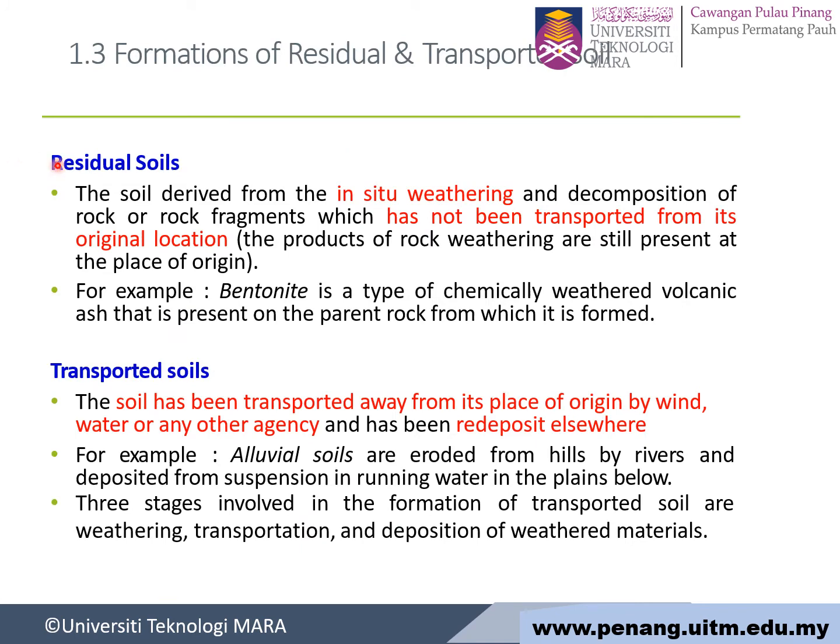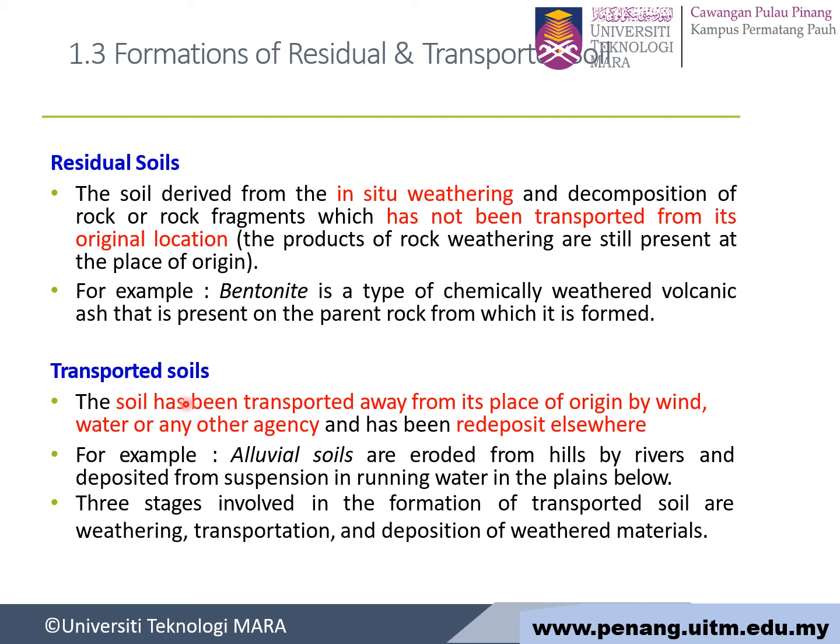Alright, now we go to the types of soil. First we have residual soils and also transported soils. So what is the difference between residual and transported? For residual, you have to remember that it is soil derived from the in situ weathering and decomposition of rock or rock fragments that have not been transported from their original location. So the parent rock is weathered by the process of disintegration and so on. For example, bentonite is a type of chemically weathered volcanic ash that is present on the parent rock from which it is formed.